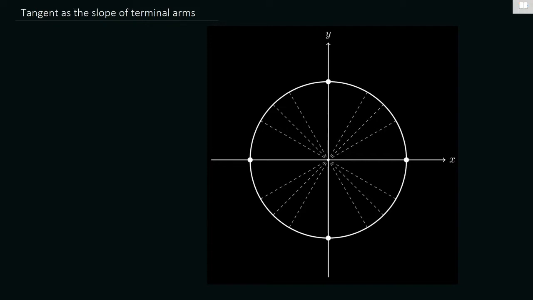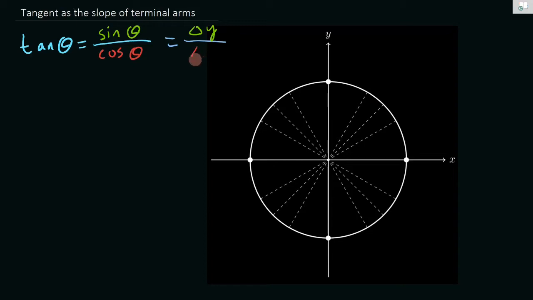So you can actually define tangent of your angle theta as the sine of your angle divided by the cosine of your angle. And sine, of course, is your vertical piece, and cosine is your horizontal piece. So you can sort of think of this as a delta y, a change in your y value, from 0 across, up to the y value of your point on your unit circle.